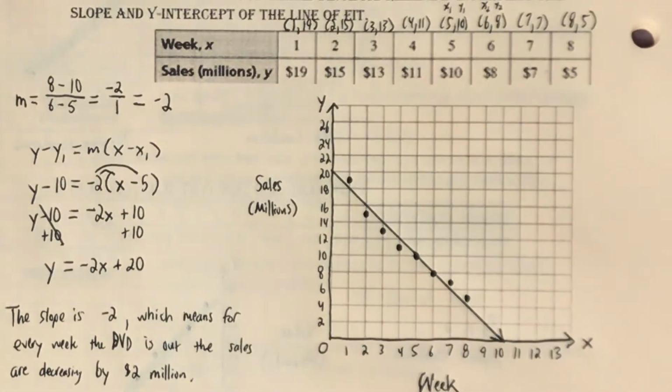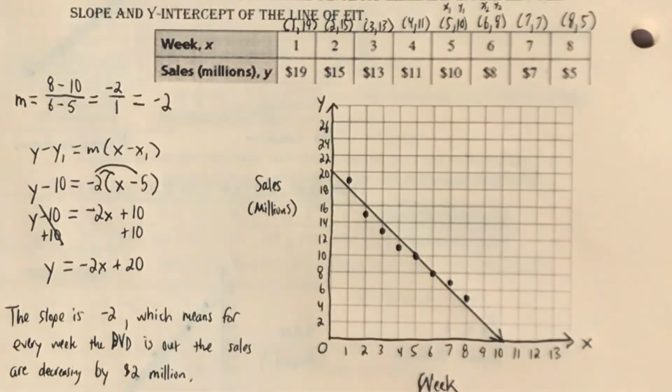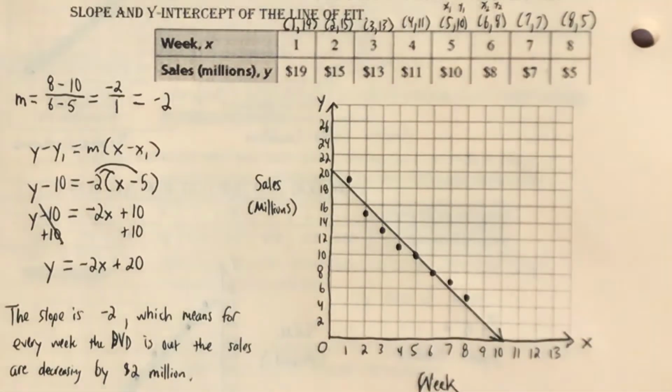The other thing that I need to interpret, they asked me, was the y-intercept. The y-intercept was 20, we found, and that happened at 0 weeks. So that says the y-intercept is 20, so you've sold 20 million copies before it's even been released. Well, that doesn't make any sense when you think about it. How could you sell 20 million copies of something that hasn't been released?